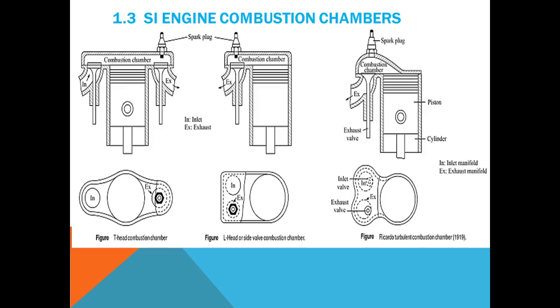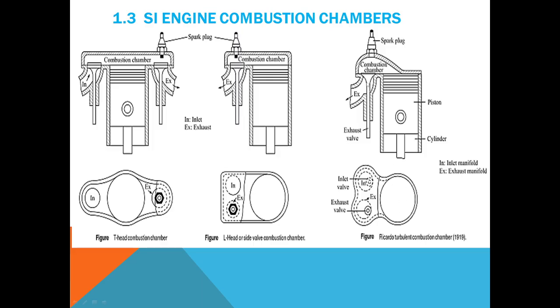Here we'll go through different design sketches of the combustion chamber. The first is the T-head combustion chamber. We'll observe here in the T-head combustion chamber, this is the inlet valve, and here we have an exhaust valve. In the case of the L-head combustion chamber, the inlet and exhaust valves are overlapping.